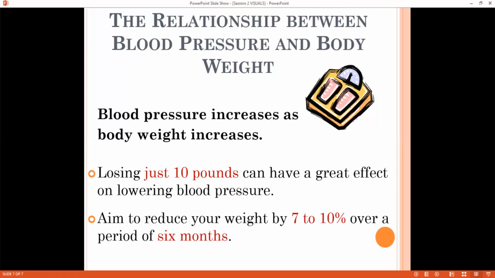Is high blood pressure a normal part of aging? No, the risk increases with age, but it is not a normal part of aging. High blood pressure is called the silent killer because it usually has no symptoms.